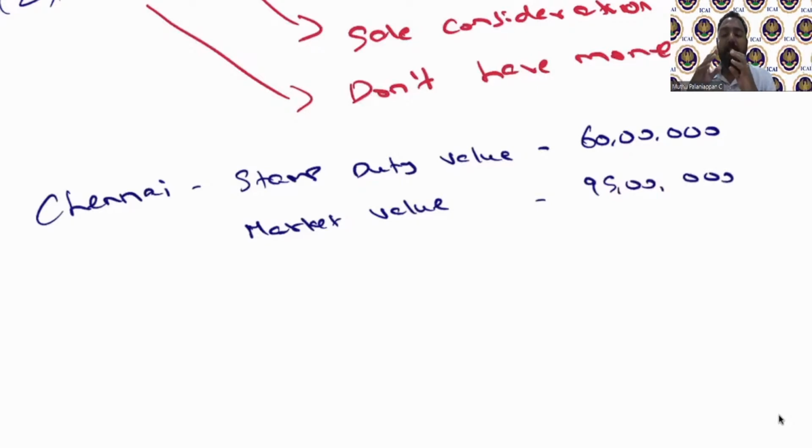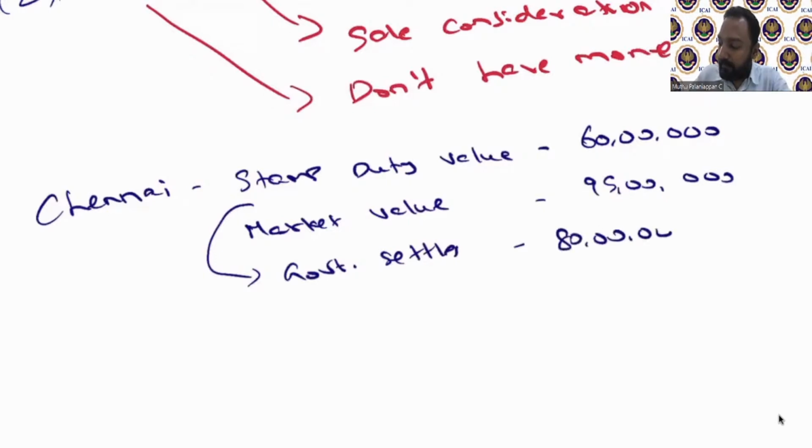Now, my property is required by the government. The government wants to acquire my property. I cannot say no, but the government settles somewhere in between, at 80 lakhs. Whatever I received from the government, 80 lakhs, is my sale consideration. I'm transferring the property to the government. So 80 lakhs minus whatever cost when I acquired it, I do the capital gain working.